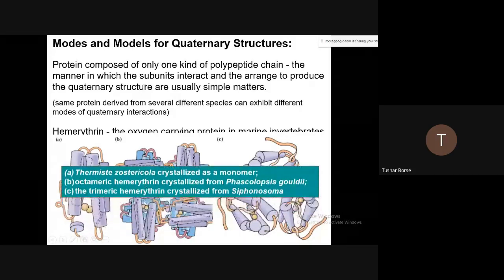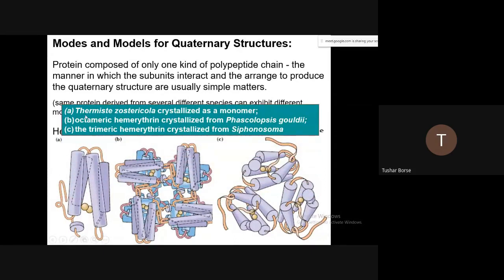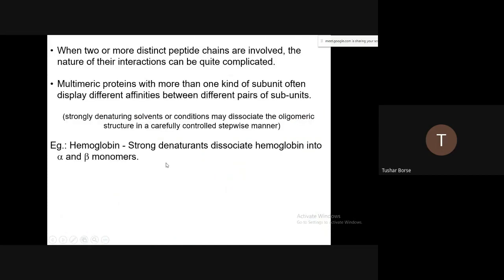Fine. So you can see here, although it will be difficult to read the names, it is Themiste dyscrita. In this particular organism, you have it in a monomer form. In Golfingia, you have it in octameric form. In Siphonosoma, you have it in a trimeric form. Okay, so this is just to give you an idea that it can exist in different forms.